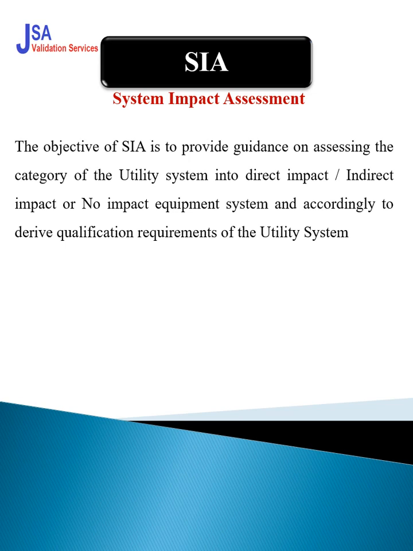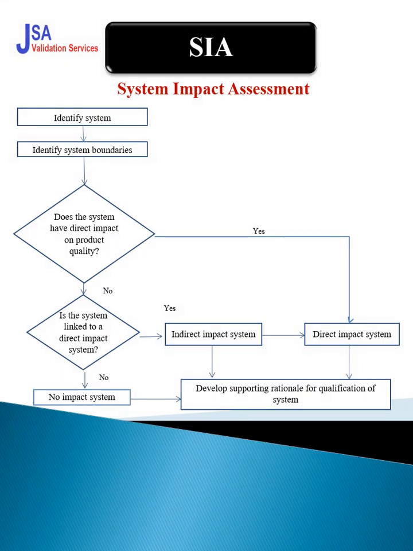So for system impact assessment, this is the diagram representation of how you will do the system impact assessment. First of all, you have to identify the system. Suppose compressed air system, identify the system boundaries.